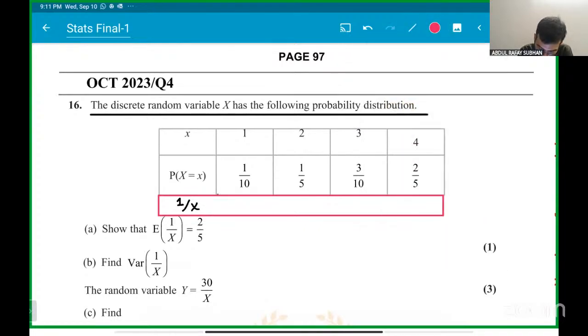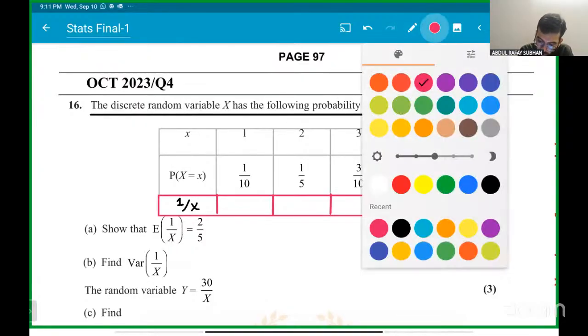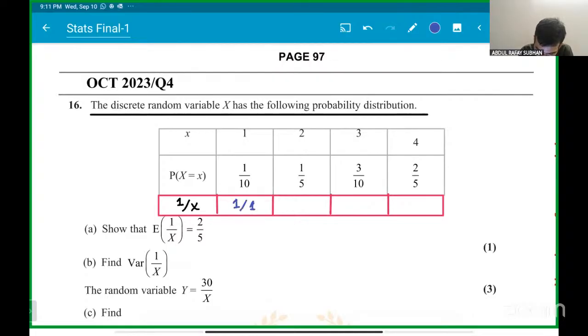1 divided by x will be 1 over 1, 1 over 2, 1 over 3, and 1 over 4. Is everyone getting it? Am I right? Everyone got this? The value of x comes into the denominator. 1 over 1, 1 over 2, 1 over 3, and 1 over 4. Is everyone clear on that? So these will be the x values, and just multiply with the probabilities and we get the answer as well.